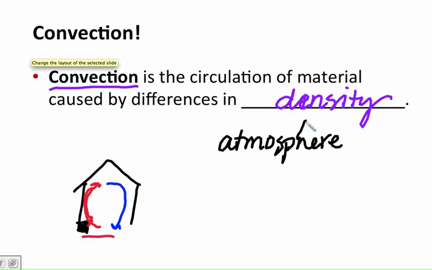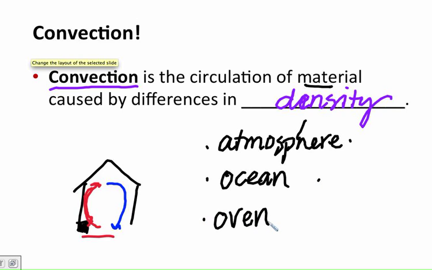A couple other places that we've seen or experienced convection is the atmosphere. We have warm and cool air currents moving air around the atmosphere. Same thing within the ocean. So that material within convection can be air, can be water. In your home, of course, it's air. Also in the oven, it is air.